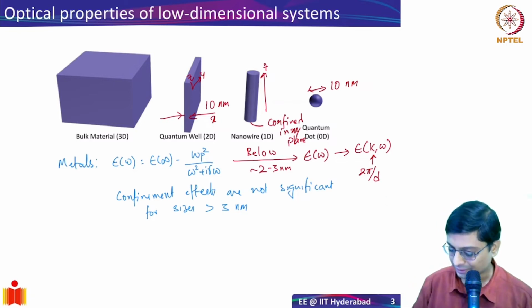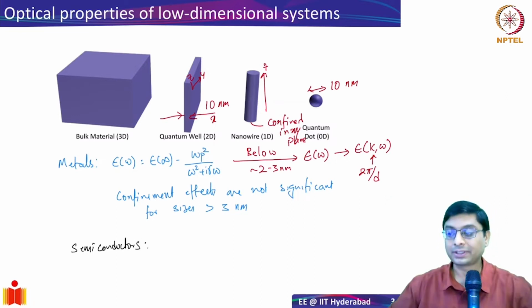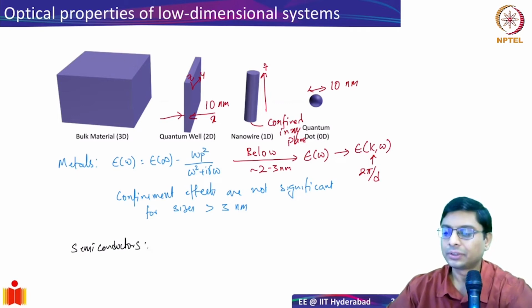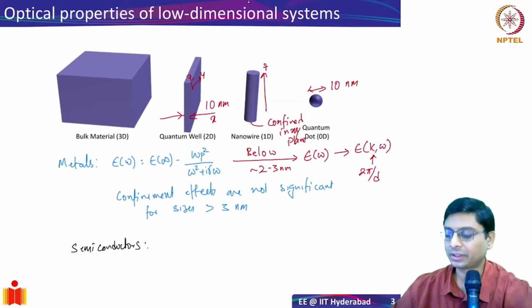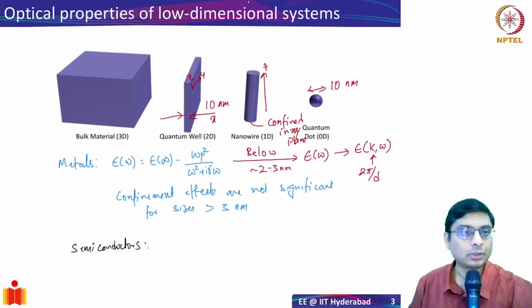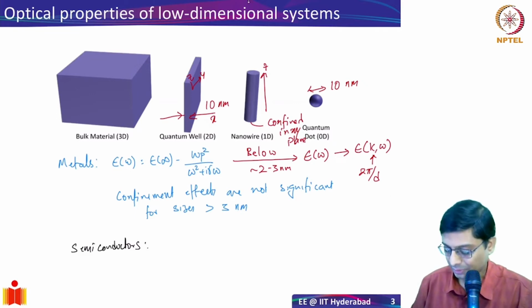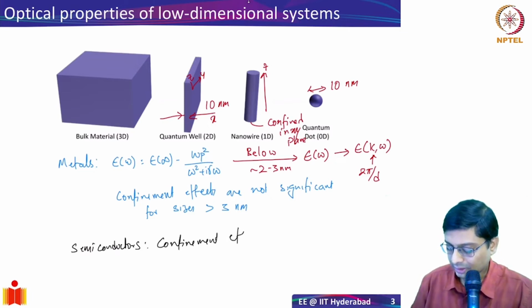If you look at semiconductors, the confinement effects are significant. For example, if I make a semiconductor quantum well that is 10 nanometers wide, it plays a significant role. So confinement effects are significant.